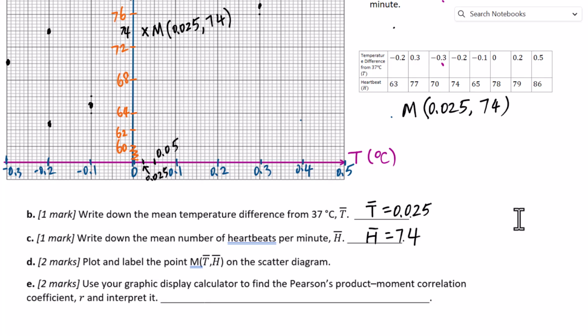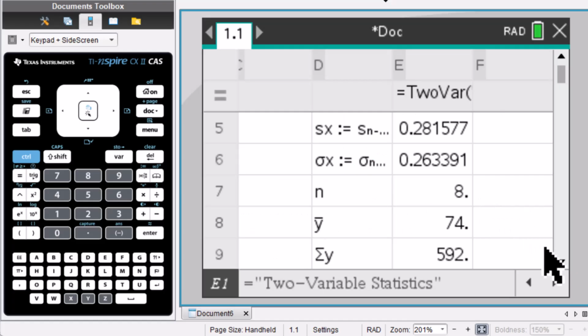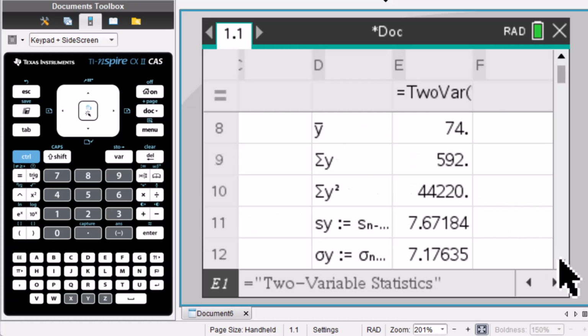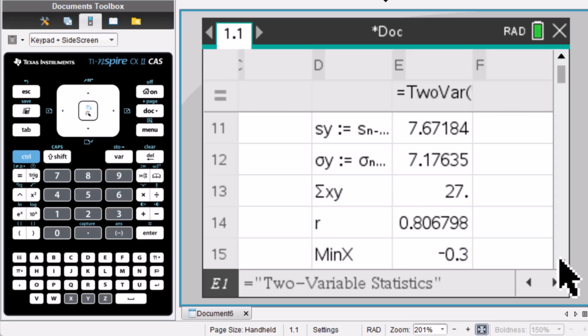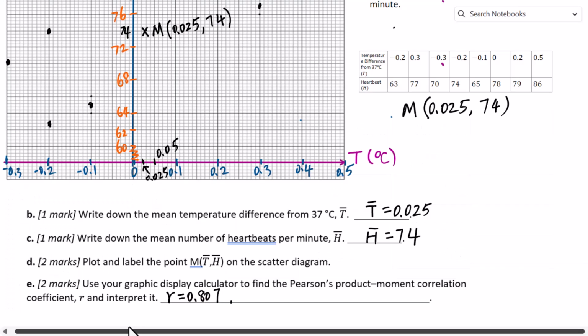E. Use your graphic display calculator to find the Pearson's product moment correlation coefficient R and interpret it. We can get this R from these two variable stats, 0.807 as 3 sig figs. This means strong and a positive correlation between these two variables.